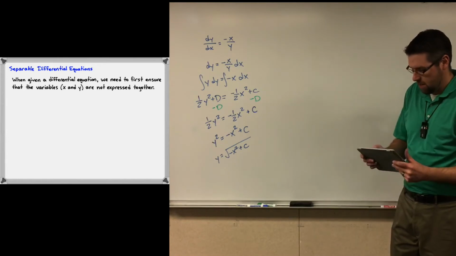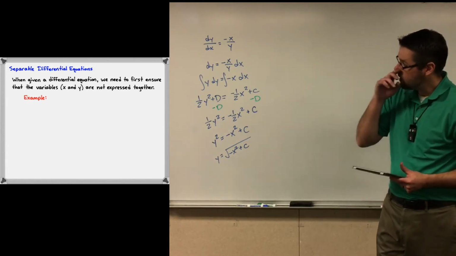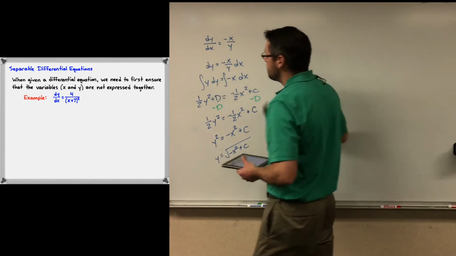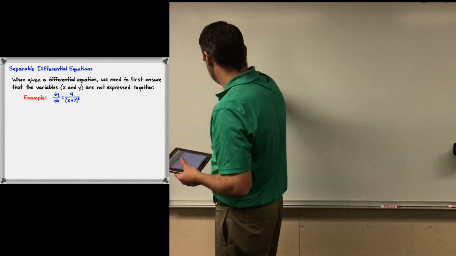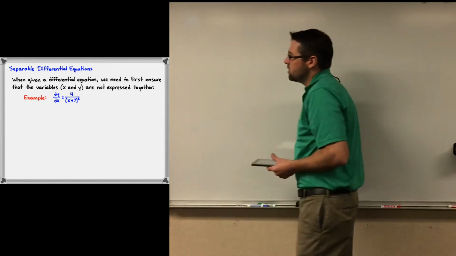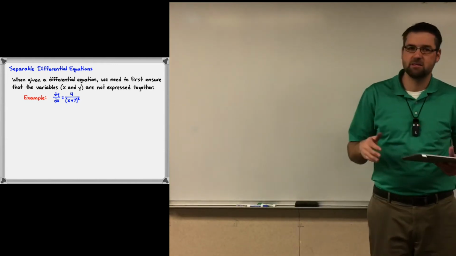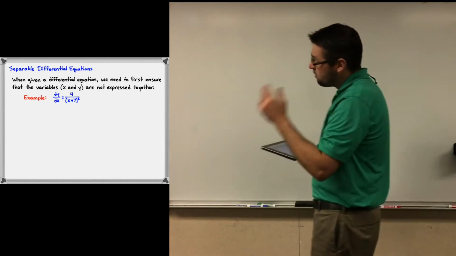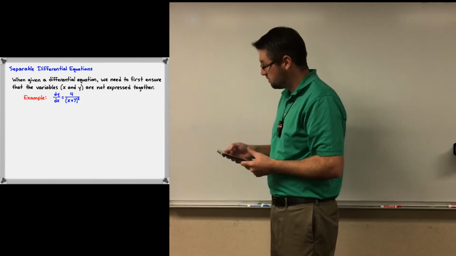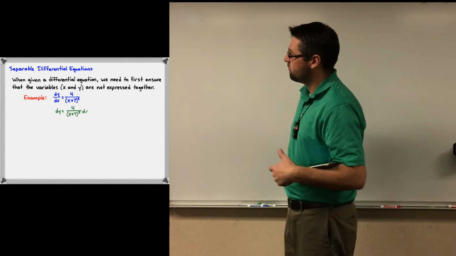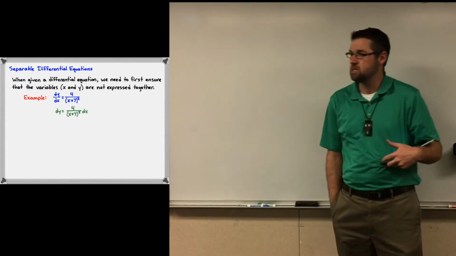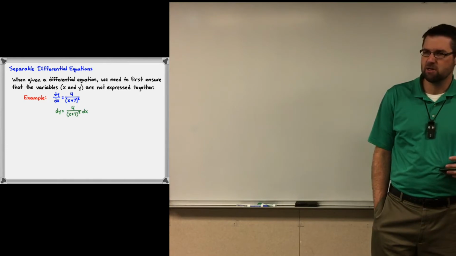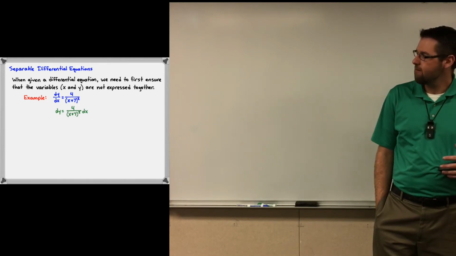Okay. Let's go ahead and take a look at another one here. All right, what's the first step? We want to make sure that the x's are on one side and the y's are on the other. Okay, we're going to multiply both sides by dx. So we end up with dy equals 4 over (x plus 7) squared dx. This one's pretty easy because there's no y values, right? It's just dy. Now what?